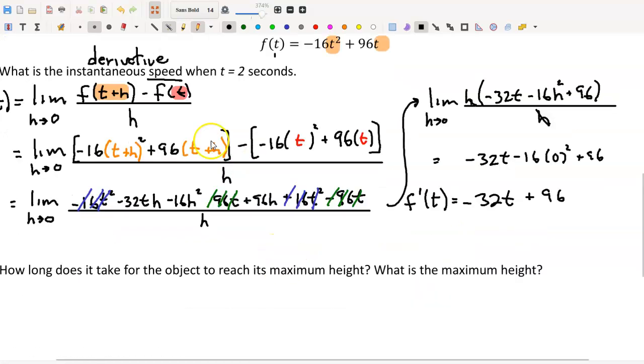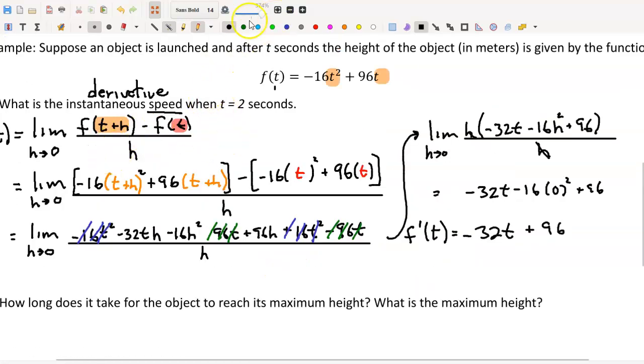Right? So we still need to answer the original question. It says when t equals 2 seconds, how fast is it going? So all we need to do is take the derivative function, f prime of t, and find f prime of 2. That'll tell us the speed it's going at 2 seconds.